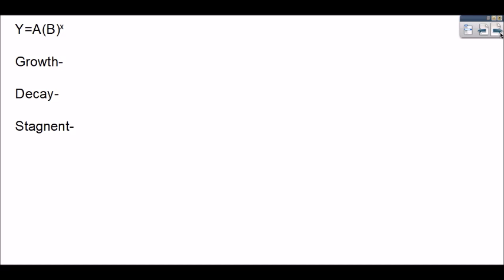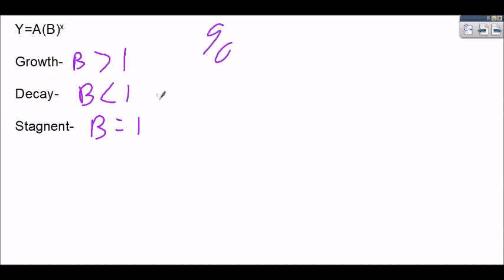Today we're going to discuss what's the difference between an exponential growth and an exponential decay. So here's our equation again. Growth is when b is bigger than 1. Decay is when b is less than 1. And stagnant is when b is equal to 1. So again, b is a percent. When it is 1, that means 100% of our population.